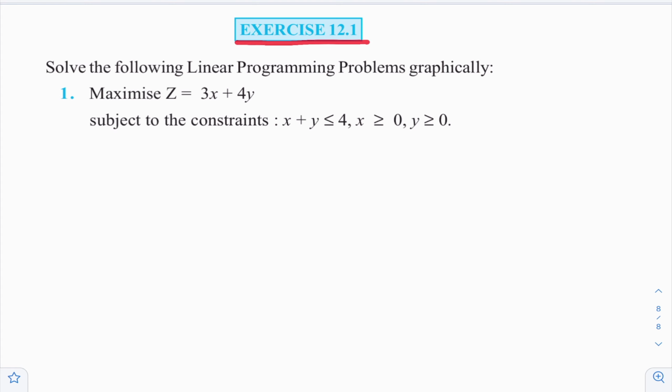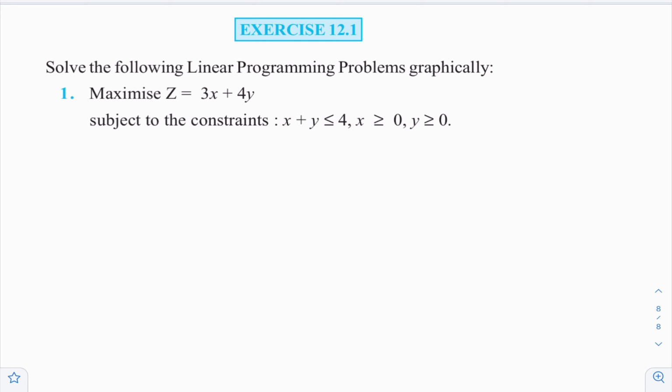Linear programming chapter, Exercise 12.1, question number 1. In this chapter, mainly 2 types of problems are there: bounded feasible region and unbounded feasible region. First, we'll complete all the problems which have a bounded feasible region. After that, we'll do all the problems which have an unbounded feasible region. The problems with a bounded feasible region are very easy, with no confusion at all.